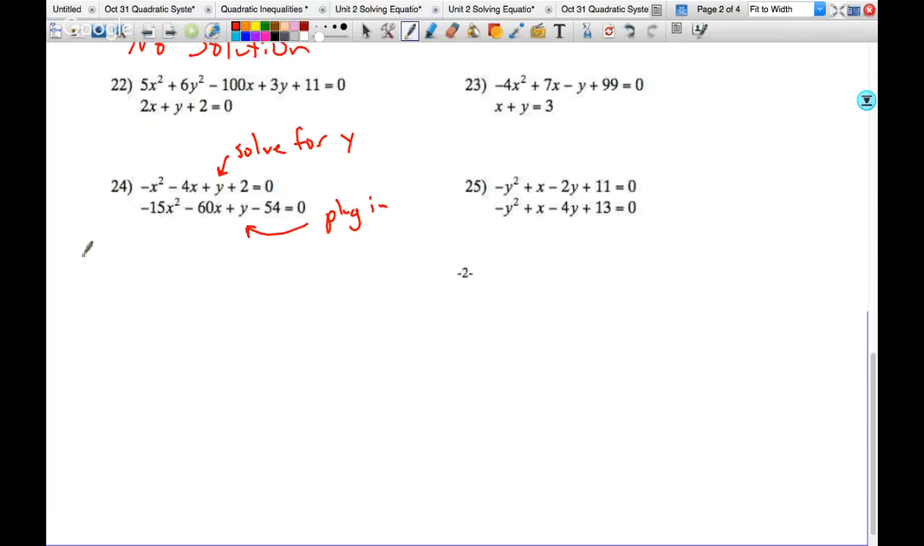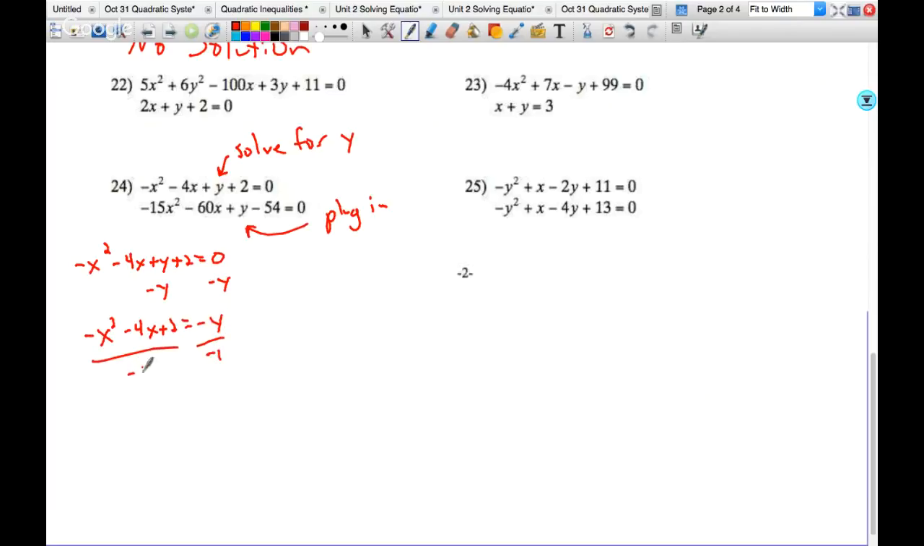So maybe right here is fine. Negative x squared minus 4x plus y plus 2 equals 0. Time to get y by itself. We can just subtract y from both sides. Get that negative x squared minus 4x plus 2 equals negative y.